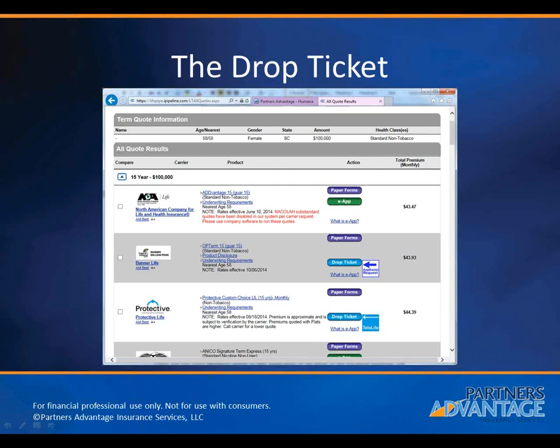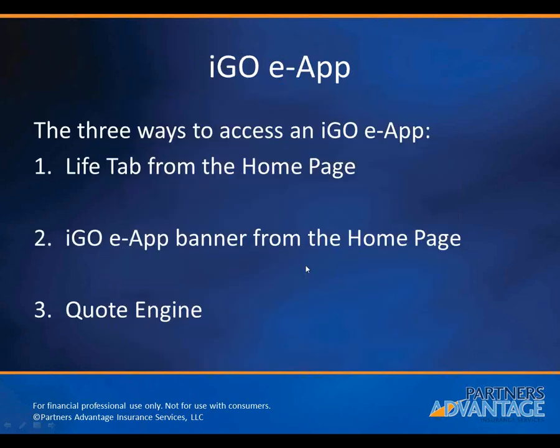Each carrier will have their own Eapp name. So some may have a different kind of name. You may have the LQR, like with Genworth, or the App Assist with Banner. They also have their own steps to complete the application. However, many of them are very similar and easy to follow.